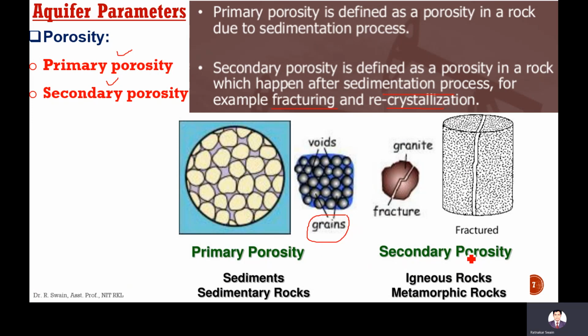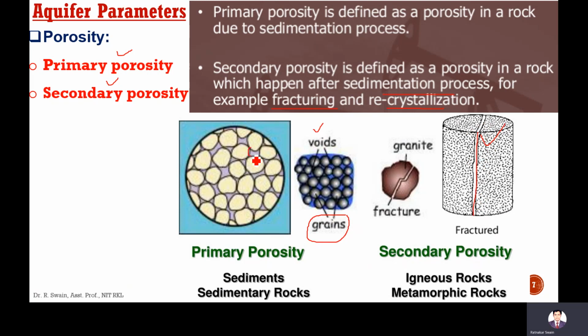But the secondary porosity is due to the fractured rock. Due to the fracture there will be a gap. You can see here there is a fracture and there will be a gap, and the porosity due to this gap is called secondary porosity. But this is called primary porosity, which is due to the voids of the particles.